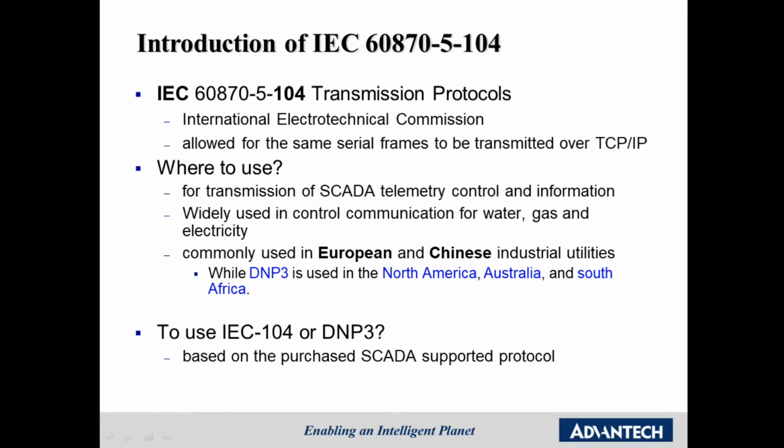IEC 60870-5-104, also known as IEC 104, is an international standard released in 2000 by the IEC, the International Electrotechnical Commission. As can be seen from the standard's full designation, network access for IEC 60870-5-101 using standard transport profiles, its application layer is based on IEC 60870-5-101.